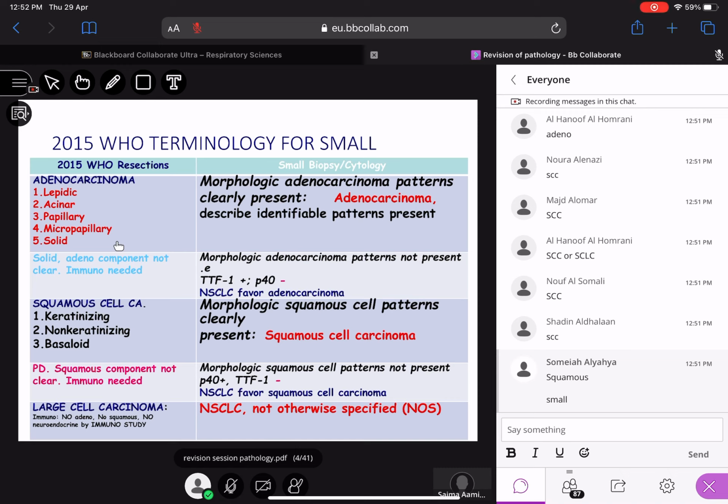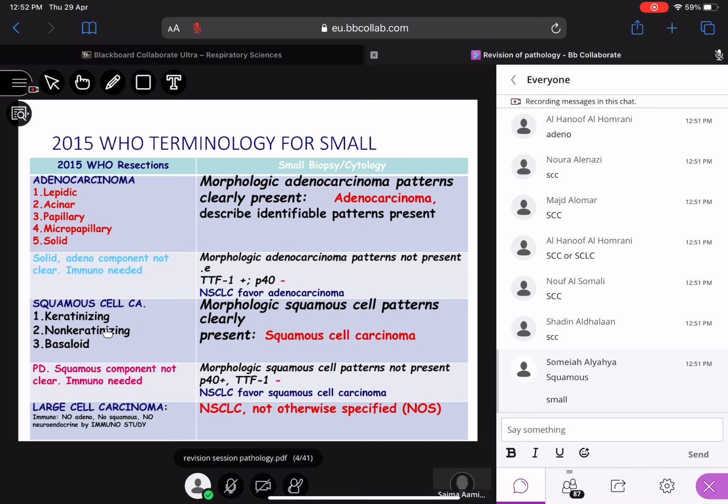So this is the terminology used for small biopsies. If you have clearly defined adenocarcinoma with any of the patterns like lepidic, acinar, papillary, micropapillary, etc., you will classify it adenocarcinoma. But what if it is poorly differentiated? You will do immuno for TTF1, which will be positive, and P40 will be negative. So you would classify non-small cell lung cancer favoring adenocarcinoma.